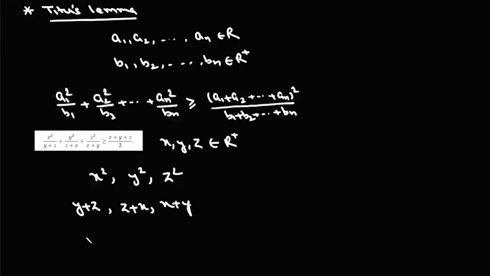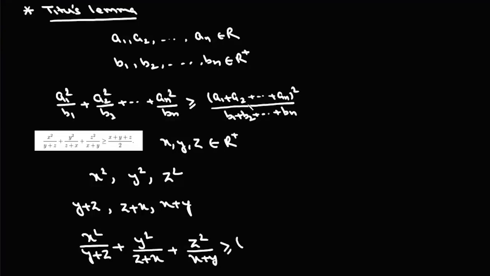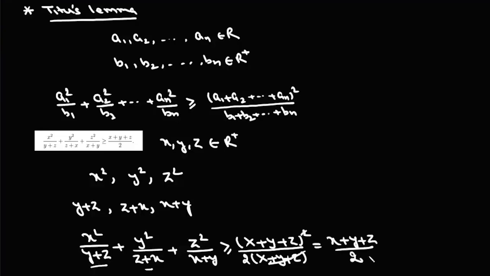Now using Titu's lemma, we can write x square upon y plus z plus y square upon z plus x plus z square upon x plus y is greater than or equal to, now this is a1 plus a2 up to an whole square, so it will be x plus y plus z whole square upon, and this is b1 plus b2 up to bn, so it will be y plus z plus z plus x plus x plus y, which is 2 times x plus y plus z. Now this x plus y plus z will cancel once, and it is equal to x plus y plus z upon 2, which is what we need to prove in this question.